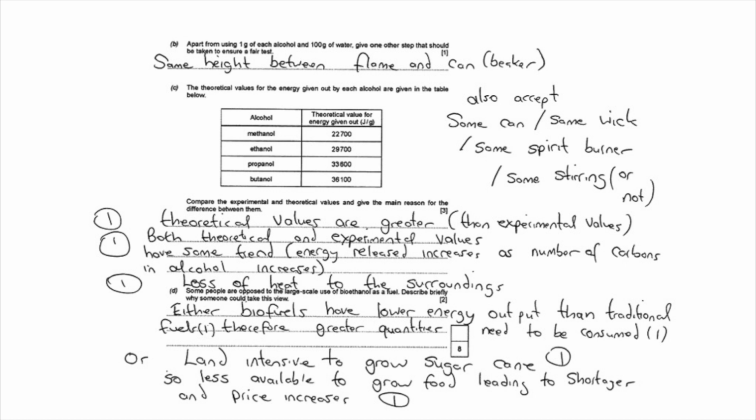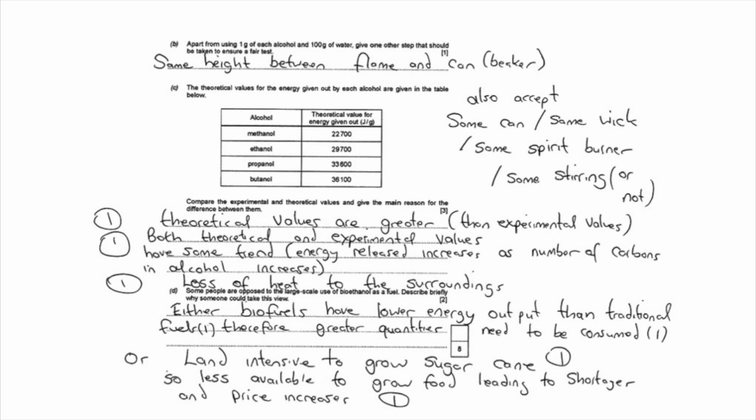So part D is asking you why some people are opposed to the large-scale use of bioethanol as a fuel. Now, for this, you need the disadvantage and you need a consequence of this disadvantage. So you need to expand on this. So one disadvantage is that biofuels are less efficient than traditional fuels like petrol or diesel. And this means they give out lower energy when you burn them. So if you said biofuels have a lower energy output than traditional fuels, that would get you 1 mark. And if you said a consequence of this is that a greater quantity needs to be burned, needs to be consumed, that's why people are concerned, that would get you the 2nd mark.